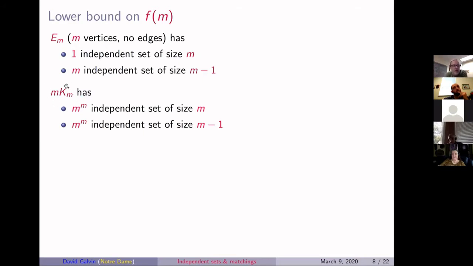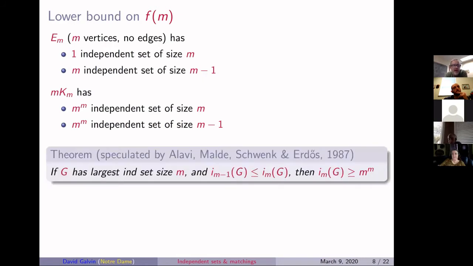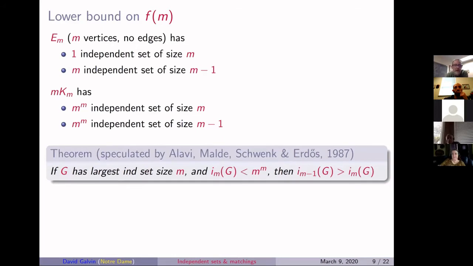So it seems like you need to push all the way up to something like this graph, copies of Km, in order to force the number of independent sets of size m to beat the number of independent sets of size m minus 1. And that's what leads to the speculation that is now a theorem: if you have the number of independent sets of size m at least as large as that of size m minus 1, then the number of independent sets of size m actually has to be quite large, at least m to the m. I'm going to sketch a proof of the contrapositive. So let me just state the contrapositive. If the number of independent sets of size m is too small, then the number of independent sets of size m minus 1 wins over the number of size m.